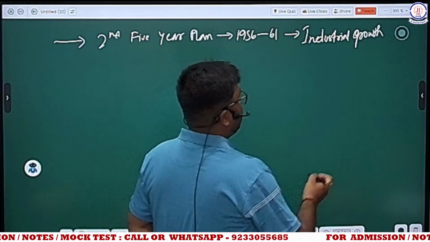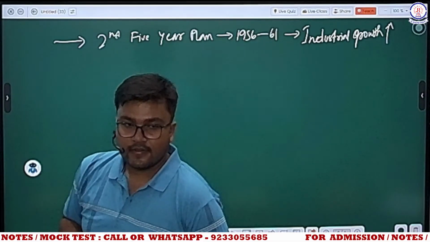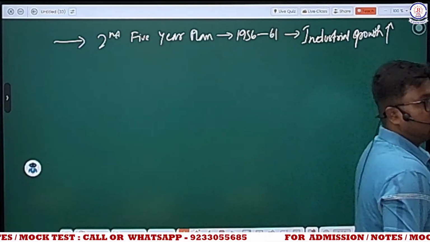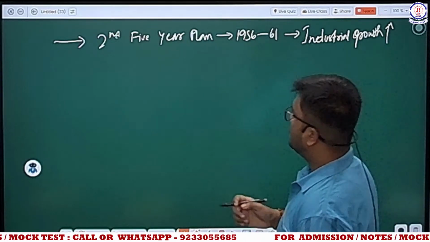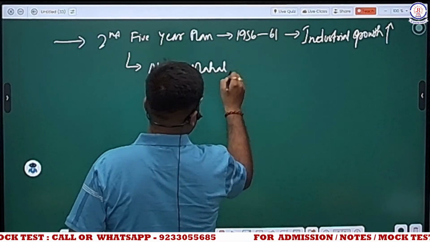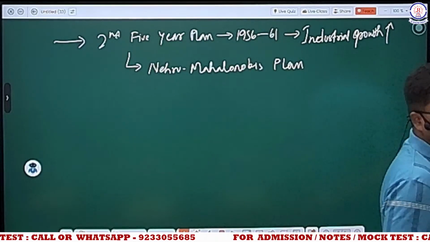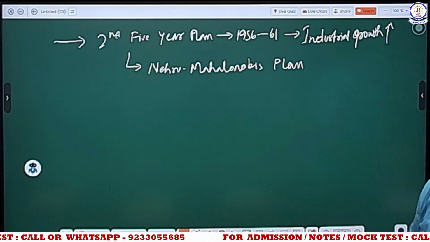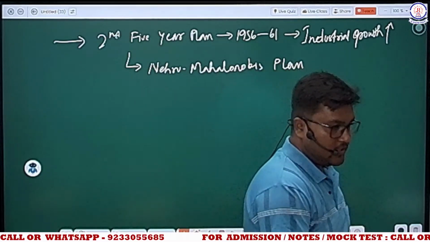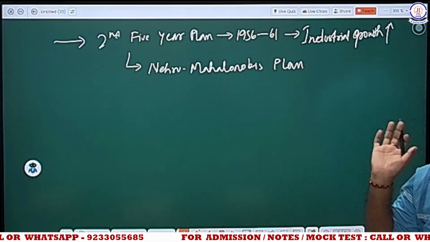Okay, within 5 years the government changed its stance, that is industrial growth was needed rather than agricultural growth. Now this second five year plan was also known as the Nehru Mahalanobis plan, because there was a statistician of the name PC Mahalanobis. He was mainly responsible for the industrial outlook of the government of that time.